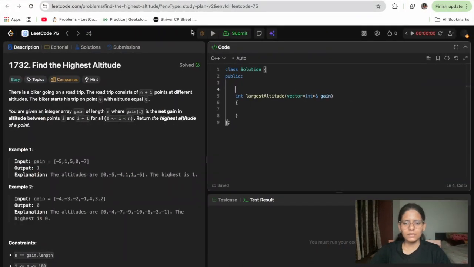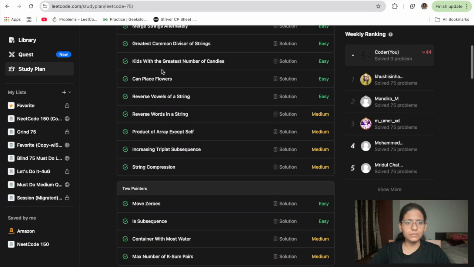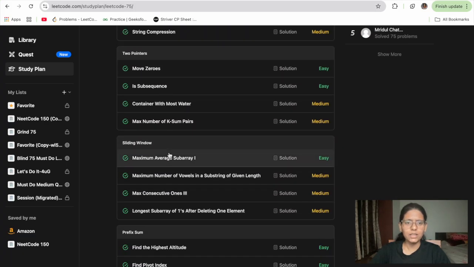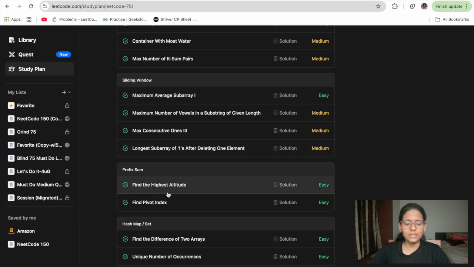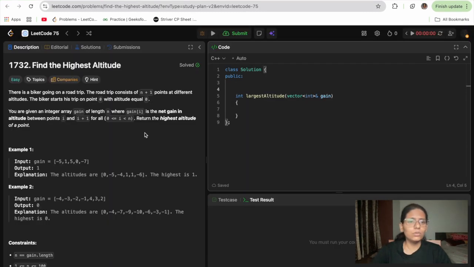Coders, in this video we're going to see the next question in our LeetCode 75 list. The question is find the highest altitude. This is the first question in prefix sum. We have solved all questions from array string, two pointers, and sliding window. Now we'll solve the first question in prefix sum, that is find the highest altitude. So let's see what the question is.